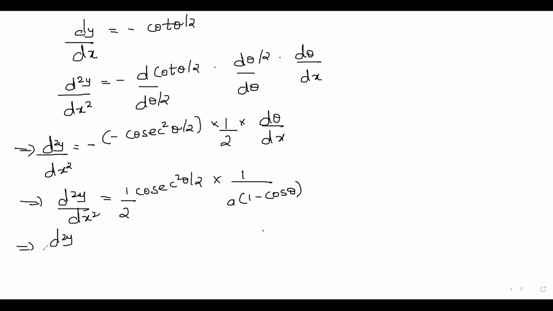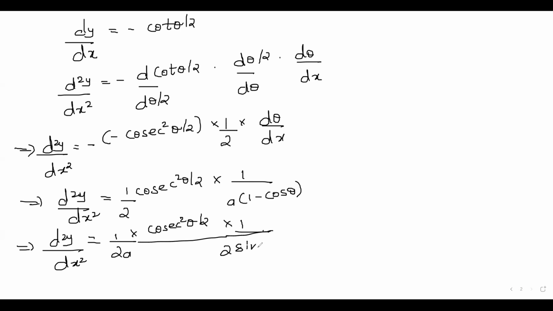So d square y by dx square is equal to 1 by 2a, here we have cosec square theta by 2, and here we have 1 by 2 sine square theta by 2. So this will give you d square y by dx square is equal to 1 by 4a, sine square will go in the numerator, and this will become cosec to the power 4 theta by 2. So I hope now this is clear to everyone. If you wish, you can note down this, or we can start the application of derivative.